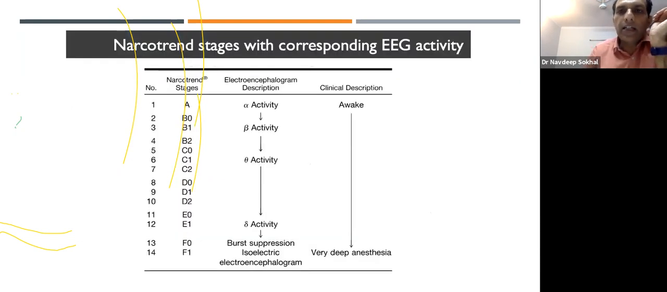If you see the activities corresponding to these stages: alpha activity, then you have beta activity. A is alpha, B is beta, C is theta, D is delta, and finally E is burst suppression. So what you want is D and E. These are the stages for adequate depth of anesthesia.